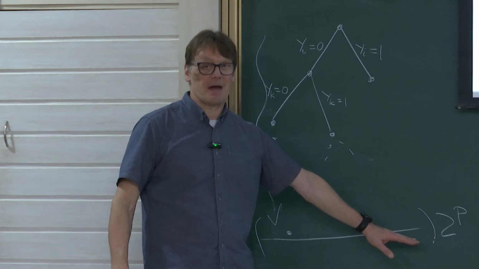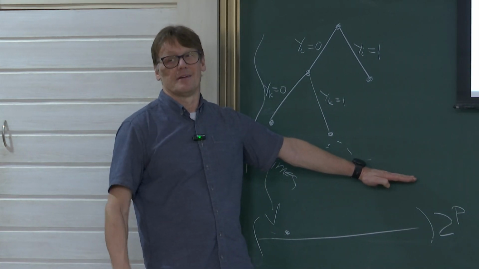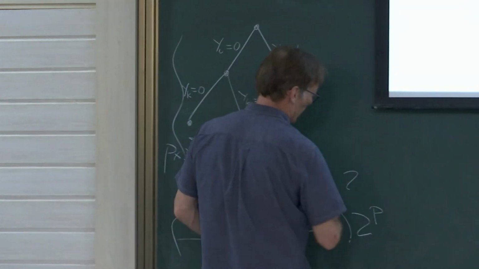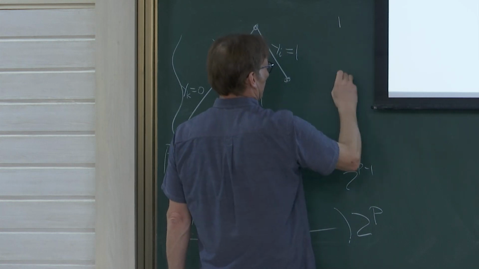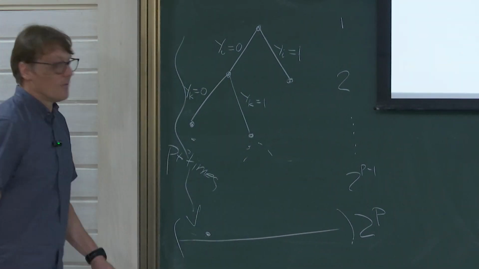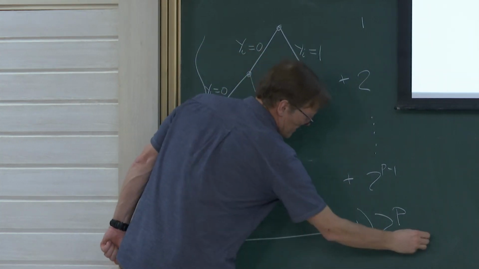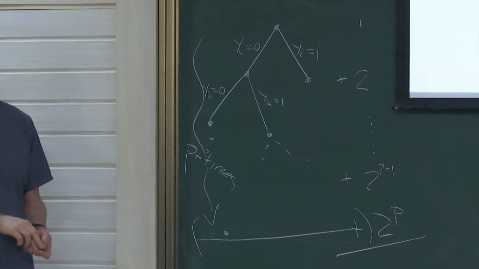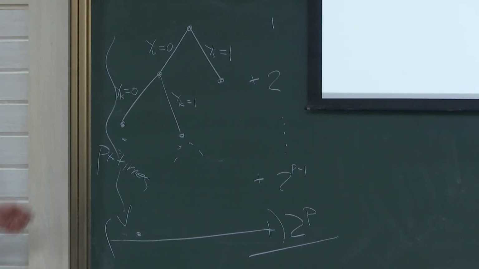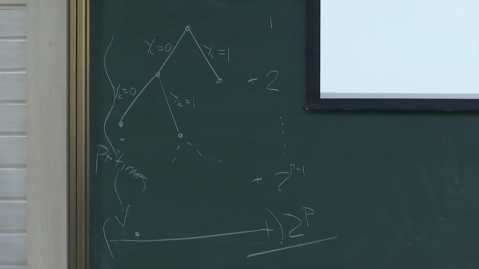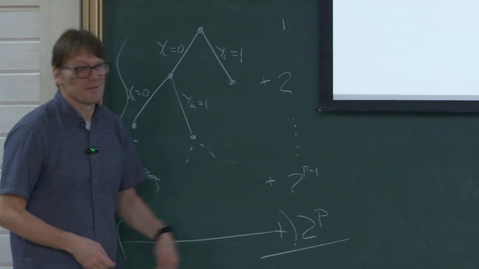So then the question is, how many problems are there on the next level up? 2 to the power P minus 1. Okay? Okay, so then we need to sum all those up to get the total number of nodes in this tree. But to first order, it's 2 to the P.